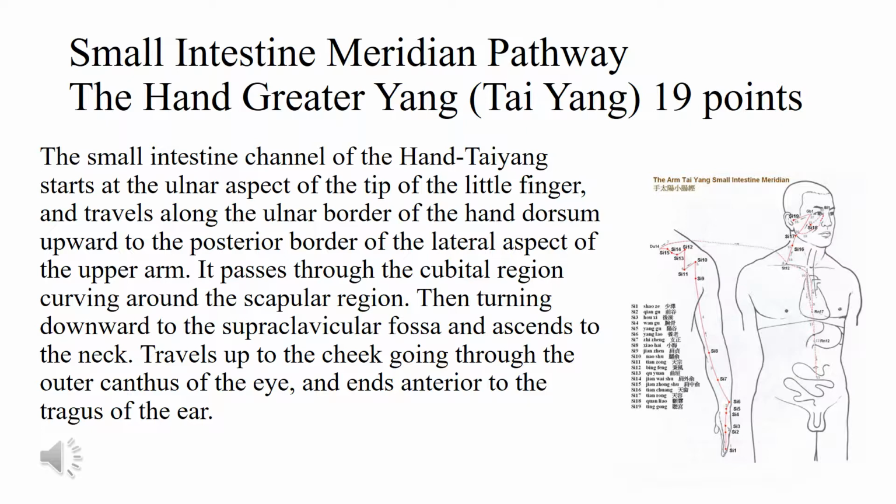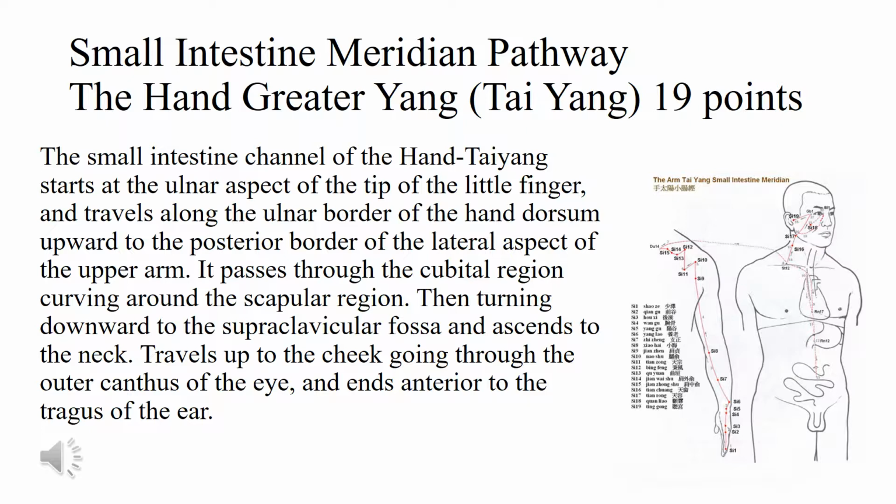Okay. 14 and 15. Again, mostly just local functions. You know, that's why this channel is pretty easy to kind of whip through. It's mostly just local functions. But they very often like to ask the location. So, SI-14, how do you find it?